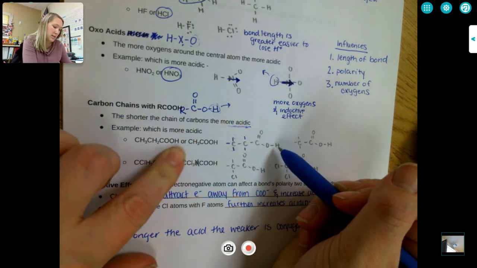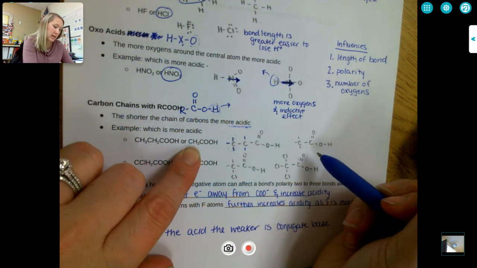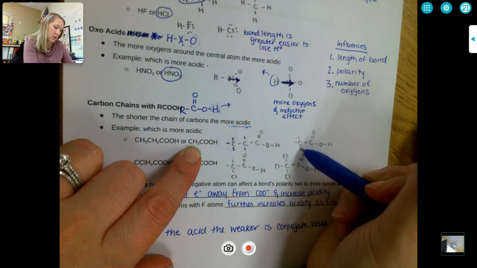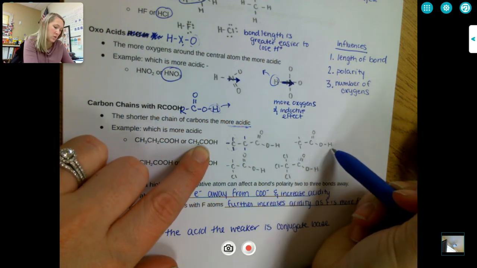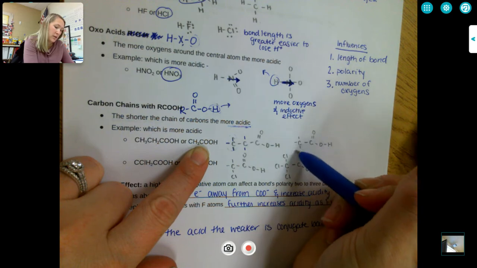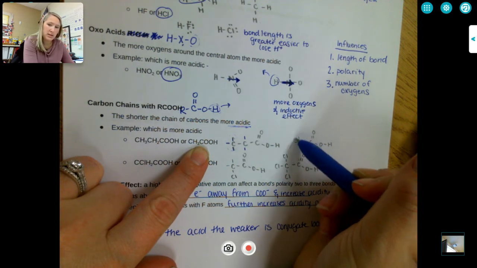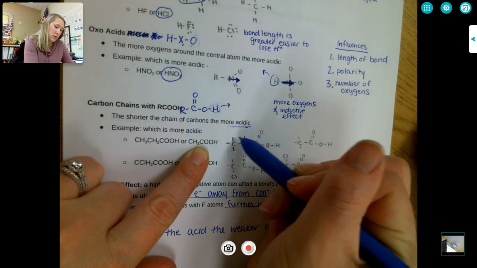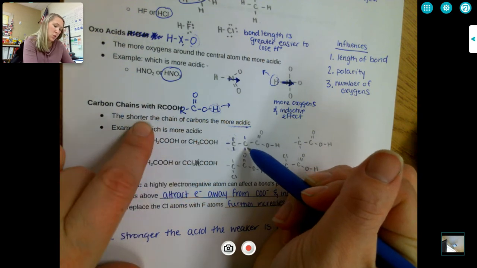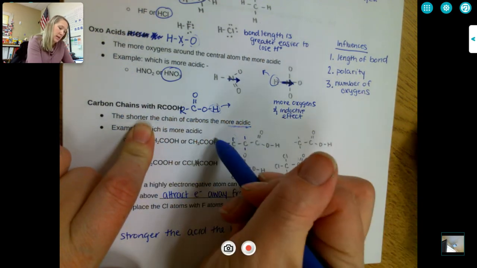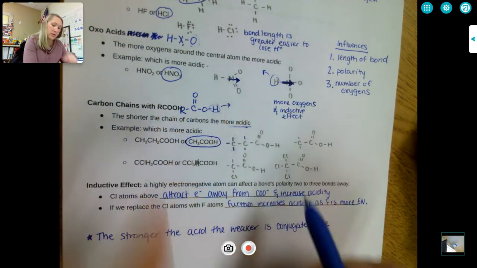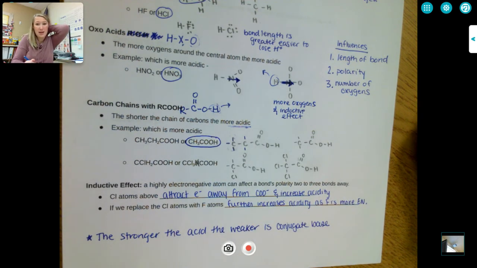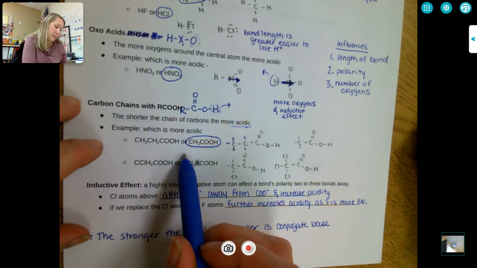So I'm comparing this molecule to my next one, CH3, COOH. Well, here the carbon chain is just 1 carbon versus 2 carbons, and we said the shorter the carbon chain, the more acidic. So this guy is going to be more acidic than this one.